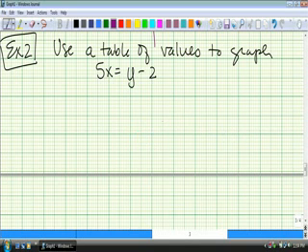Now, listen. How many points does it take to draw a line? Think about that. It takes 2 points. With any 2 points, I can draw a line. With 1 point, I don't know if it goes this way or this way or this way. It takes 2 points for me to know exactly what line to draw. Now, when I do my table of values, I want to come up with at least 2 points. I like to come up with 3, just in case I messed up somewhere.